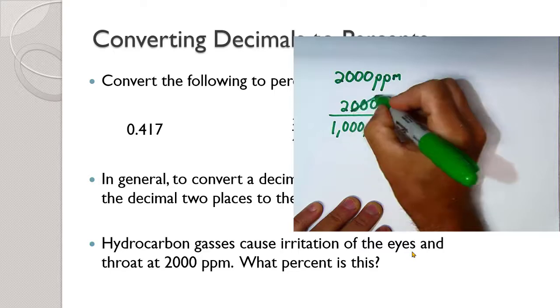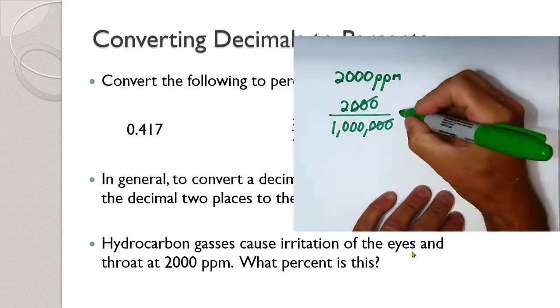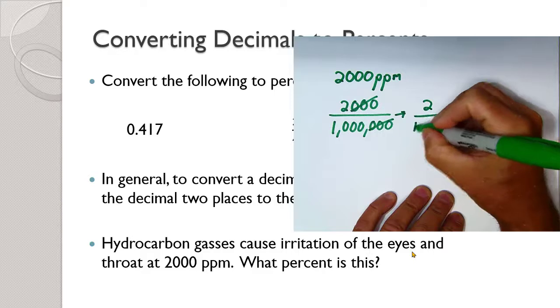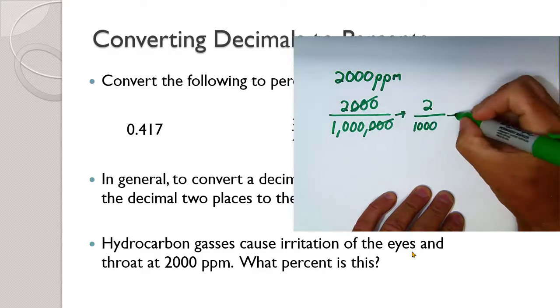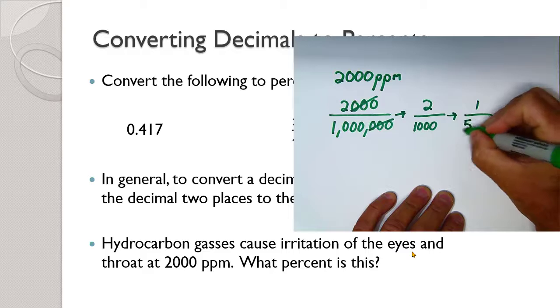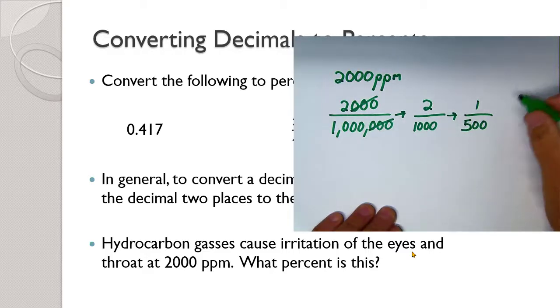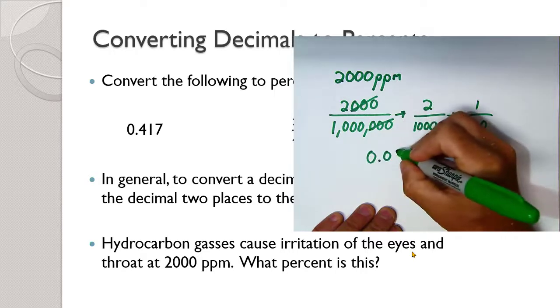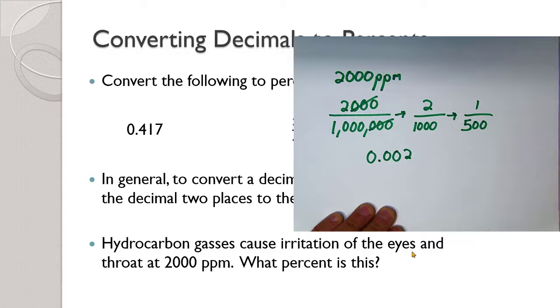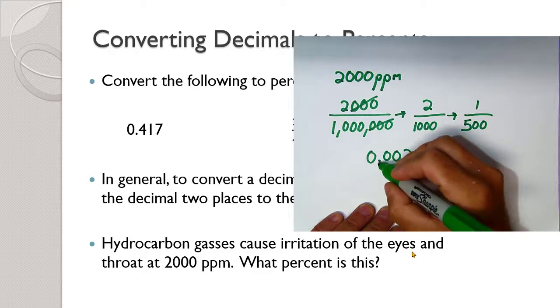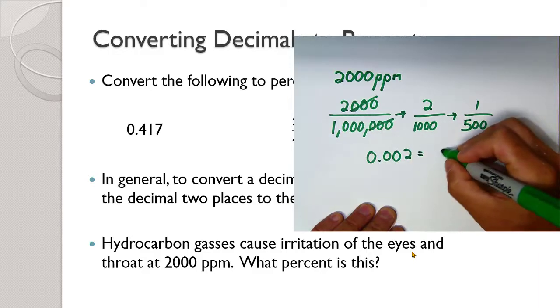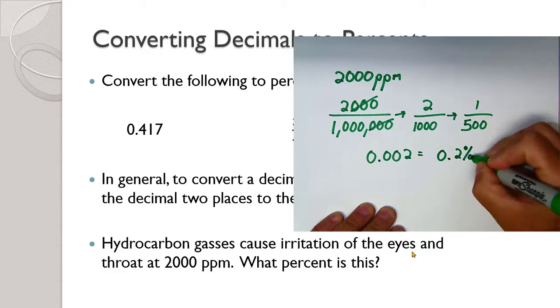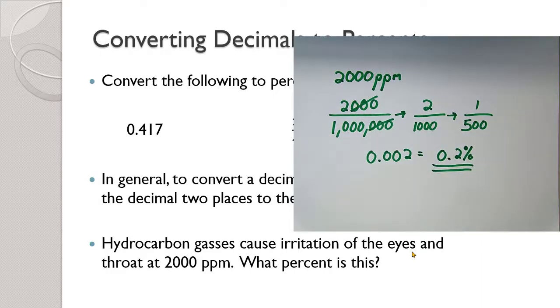Now there's our fraction. We can cancel off some of those zeros and say that this is equivalent to 2 out of every 1,000, which we could reduce even more and call 1 out of every 500. Now the decimal equivalent of that, 2 out of 1,000, that's 2 thousandths, that's 0.002. The question we were asked is what percent is that? Well, 0.002, if we turn that into a percent, is 0.2%. And so 2,000 parts per million in the end is the same as 0.2%.